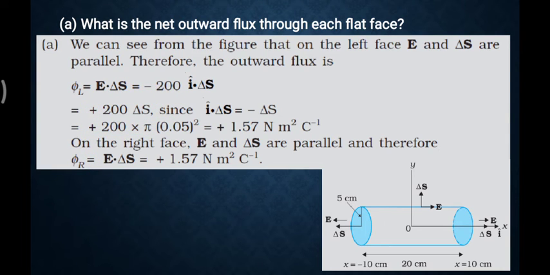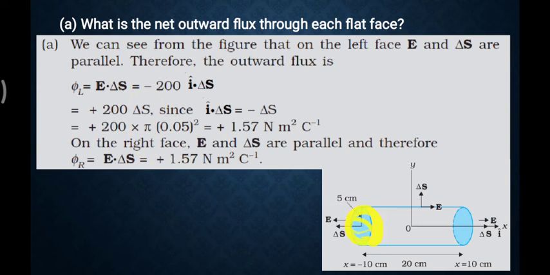So the flux from the left hand side, earlier it was negative because the electric field was only in this direction, but here this and this are also present, so it becomes positive delta S. The reason is given: E dot delta S is equal to minus delta S. Why? Because E delta S cos theta, and theta is 180. Now I am putting delta S.